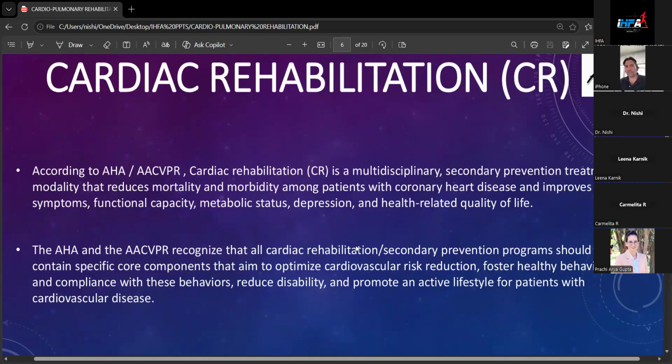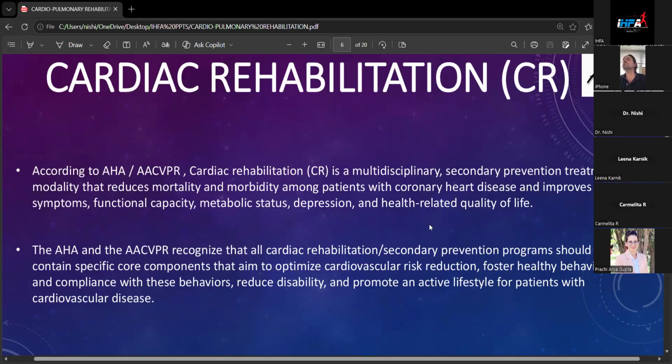According to the AHA or AACVPR guidelines, cardiac rehabilitation is a multidisciplinary secondary prevention treatment modality that reduces mortality and morbidity among patients with coronary heart disease, and improves symptoms, functional capacity, metabolic status, depression, and health-related quality of life. The AACVPR recognizes that all cardiac rehabilitation and secondary prevention programs should contain specific core components, such as cardiovascular risk reduction, healthy behaviors, compliance with the behaviors, reducing disability, and promoting an active lifestyle for the patients.